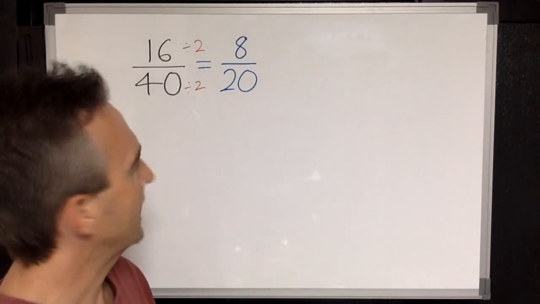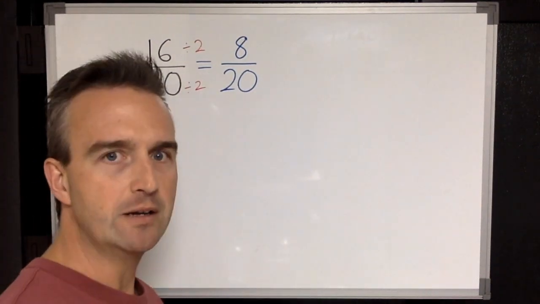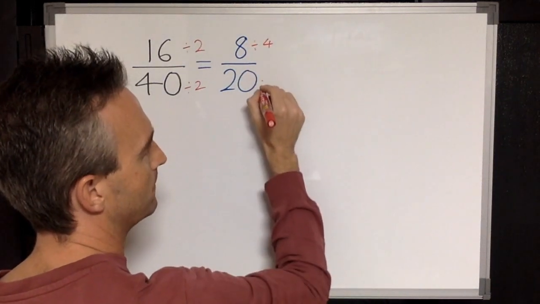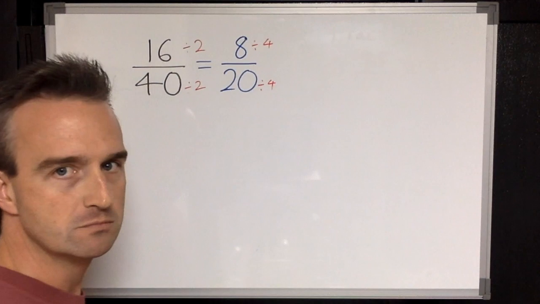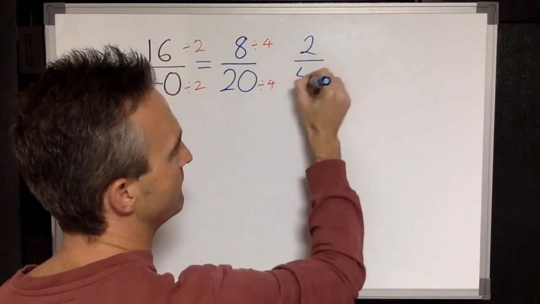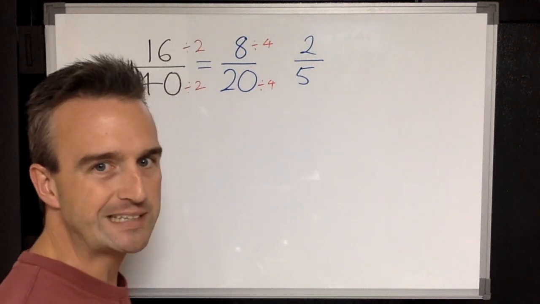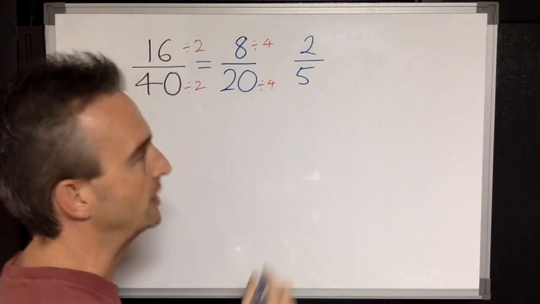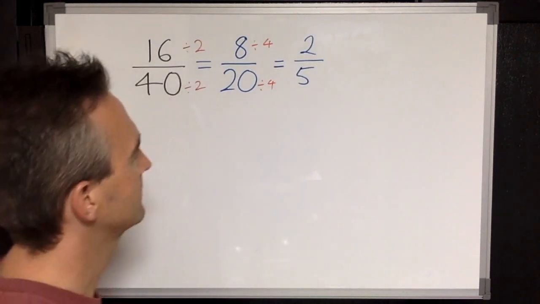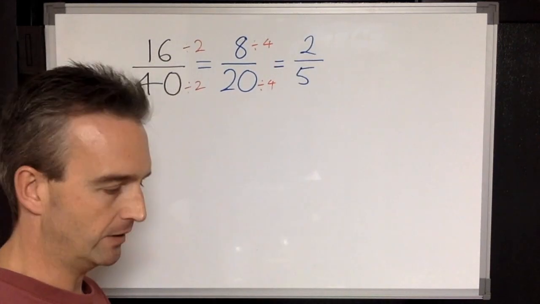Let's do that again. 8 and 20. What if I divide the top and bottom by 4? Divide that by 4. Divide that by 4. I get 2 on the top and 5 on the bottom. Once again, it looks different, but these fractions are actually equal. They are the same.